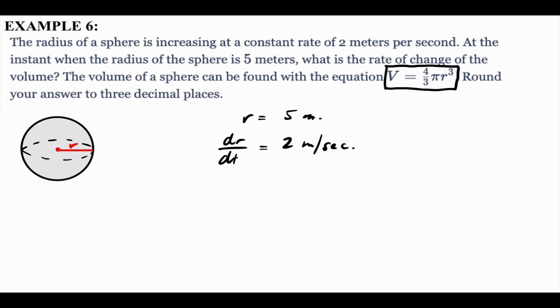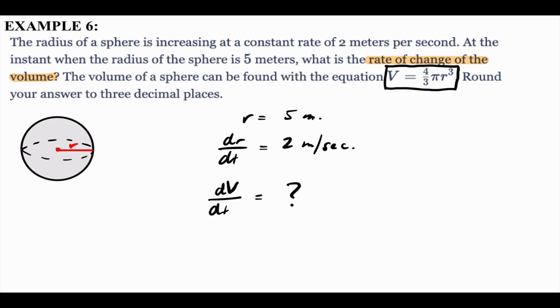It's asking about volume. So is it asking the volume or is it asking about volume? It's about volume, right? The question asks, let me find out exactly what it says. What is the rate of change of the volume? How do we write that as a symbol? dV, d capital V over dt, yep.